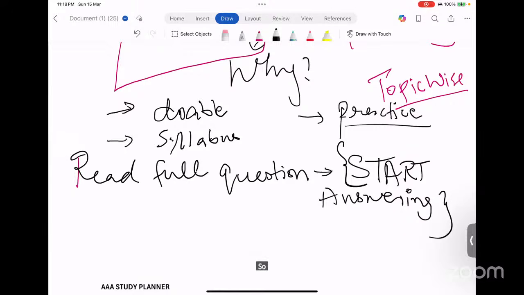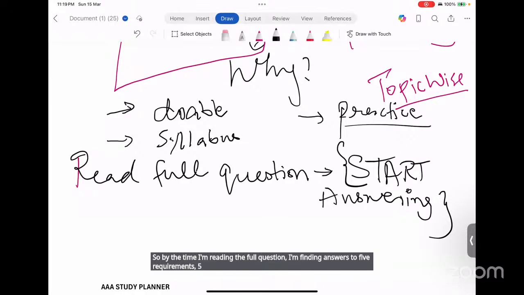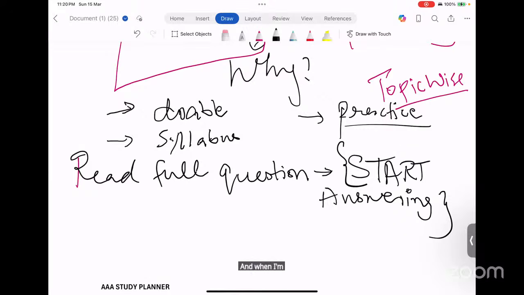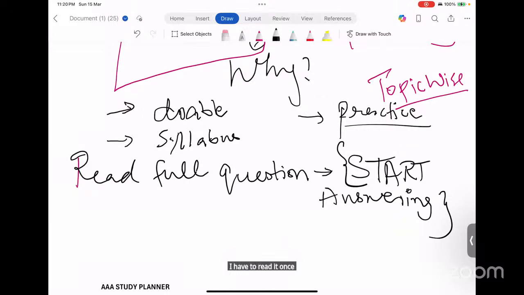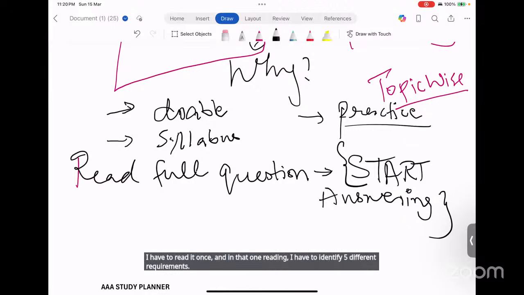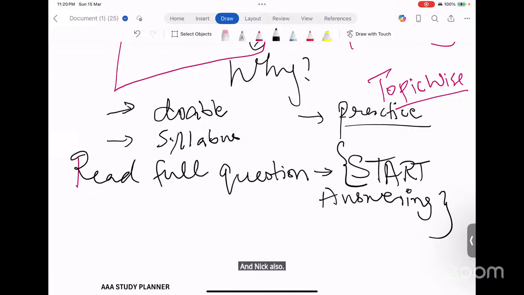So by the time I'm reading the full question, I'm finding answers to 5 different requirements. In one requirement, I am a CEO. In the second requirement, I'm an auditor. In the third requirement, I'm thinking about procedures. In the fourth requirement, I'm thinking about ethics. Oh my God. And when I'm thinking about all these things, I'm reading the information. I can't read the information again and again. I have to read it once, and in that one reading, I have to identify 5 different requirements and make the answer once I complete the reading. That is the main challenge of the paper.